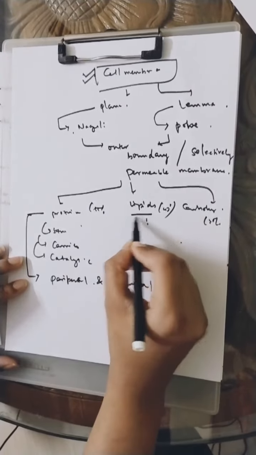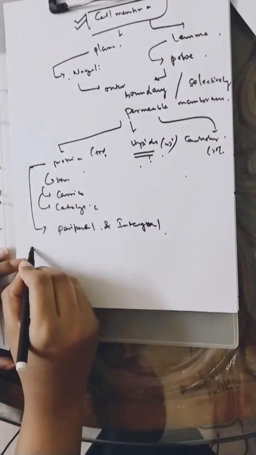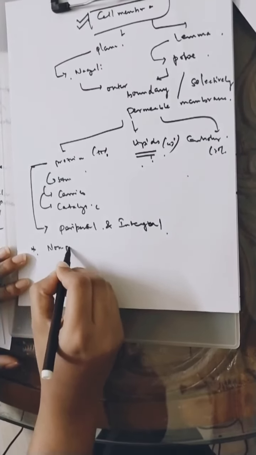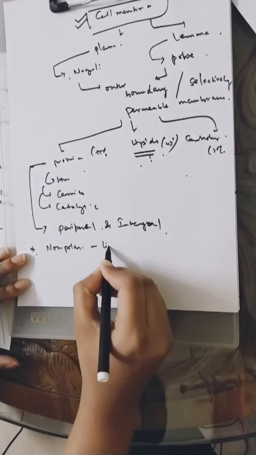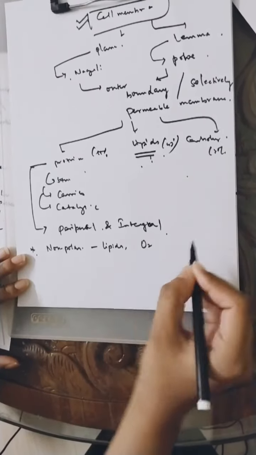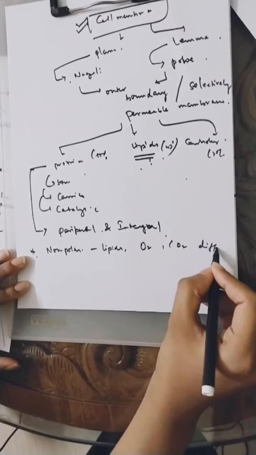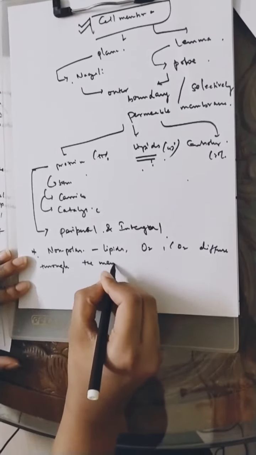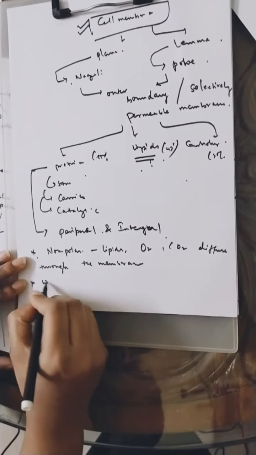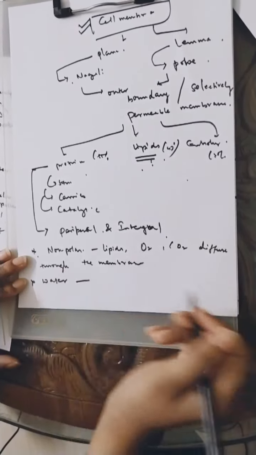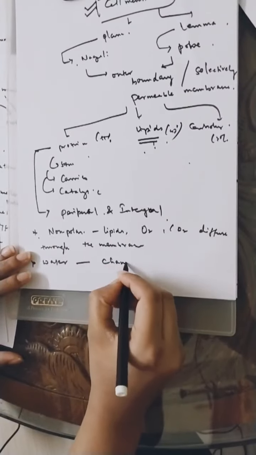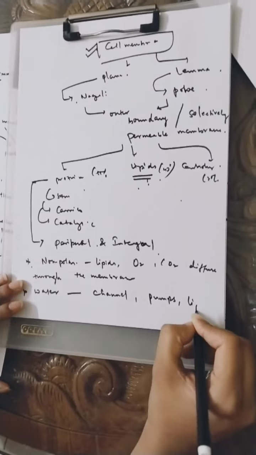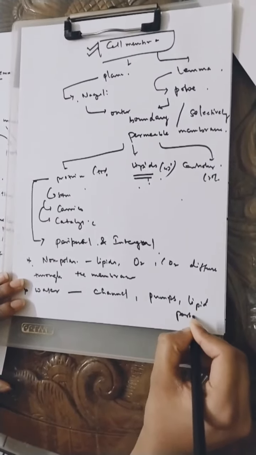Also, we forgot to say that most substances which are non-polar, like lipids, oxygen and gases, diffuse through the membrane. And most substances like water move through channels and pumps, some through lipid portions also.